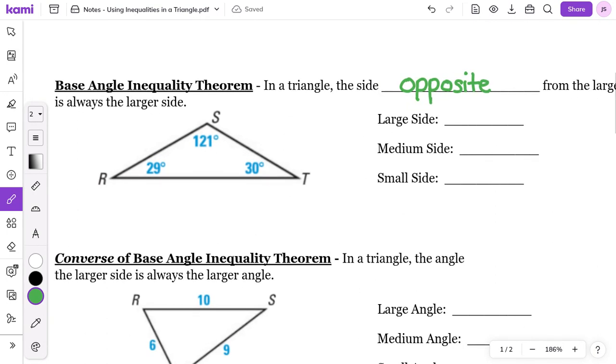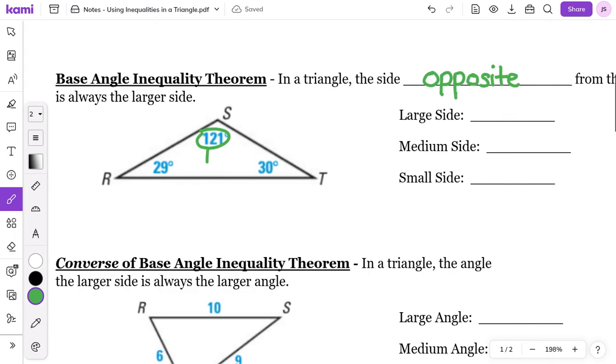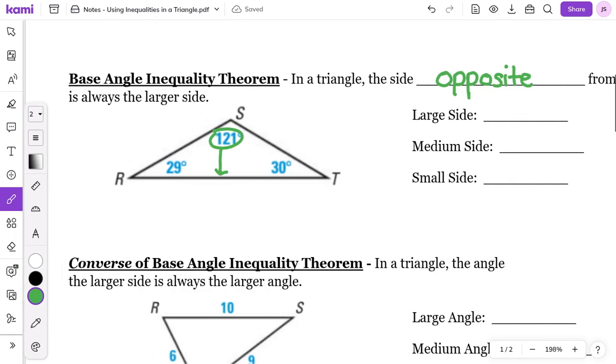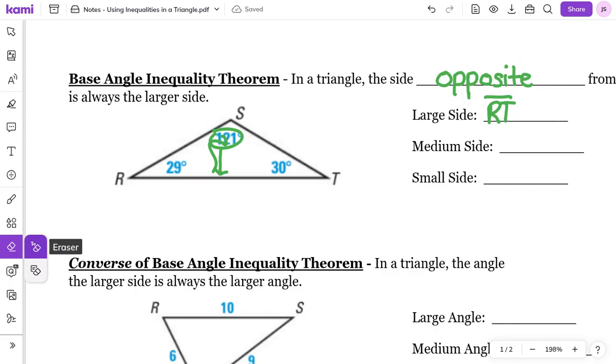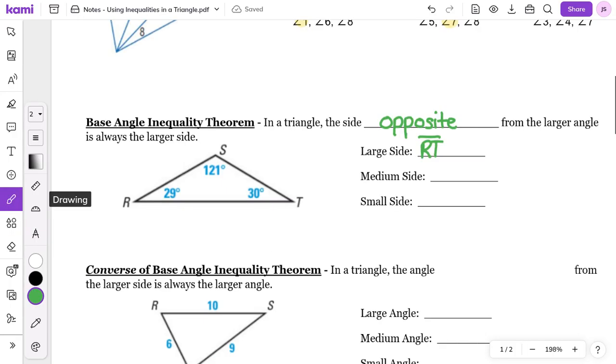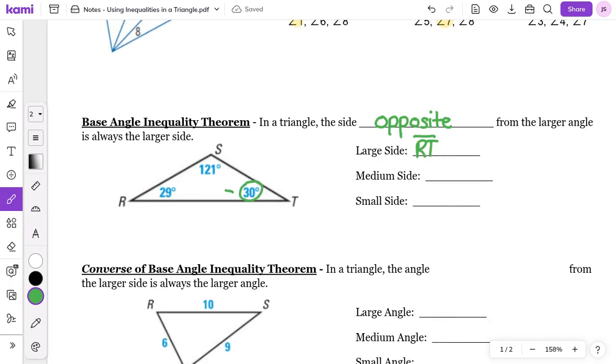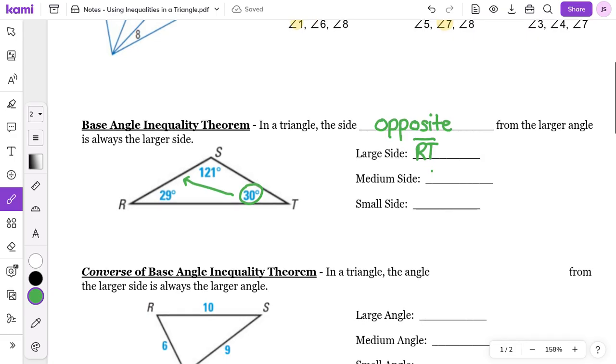So if we want to start with the large side, we're going to find the largest angle, which is 121, and that is opposite from RT. So segment RT must be the longest side, or the largest side. Then if we find the medium angle, which is angle T, the 30-degree angle, that is opposite from side RS, so that would be our medium side. And then lastly, the smallest side would be ST.